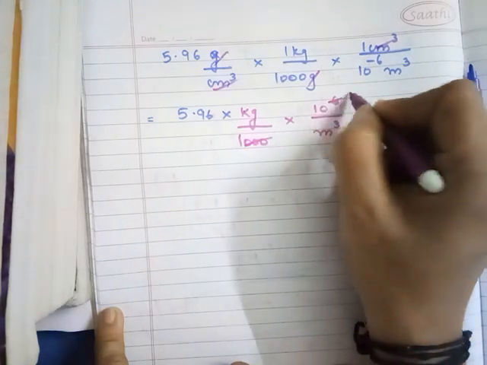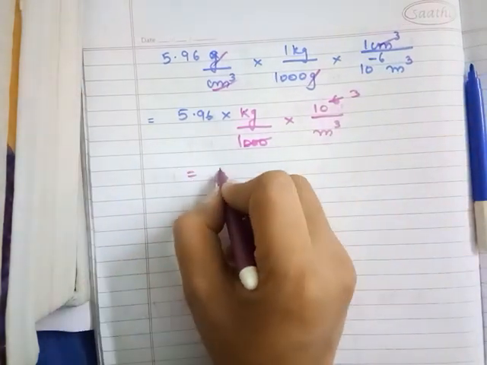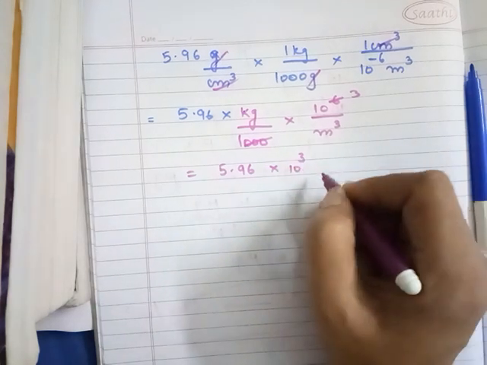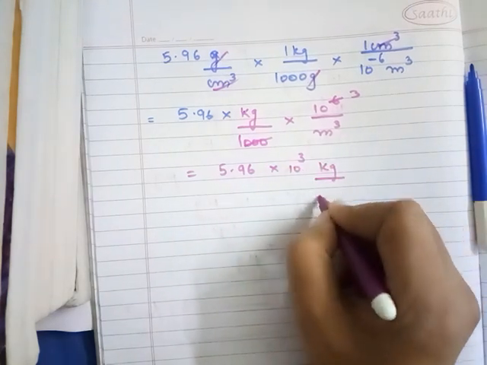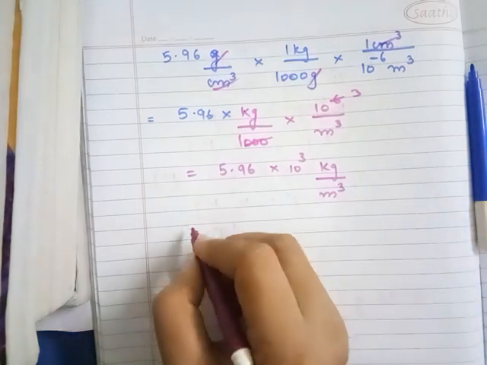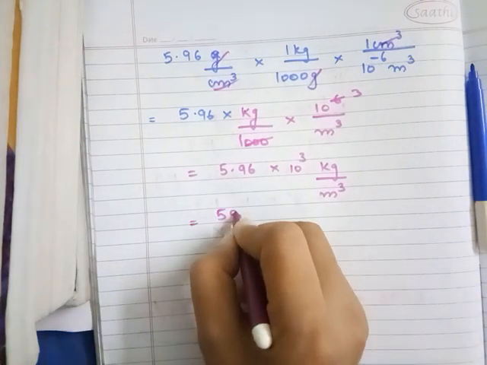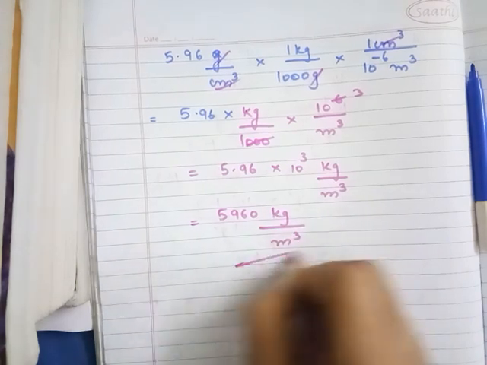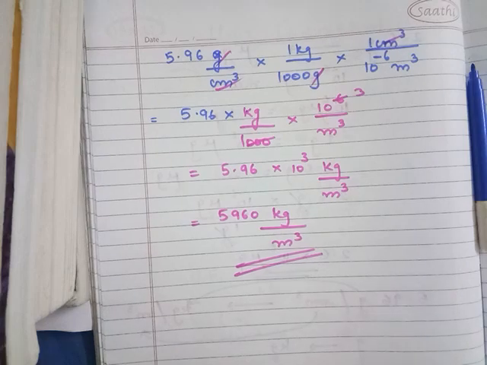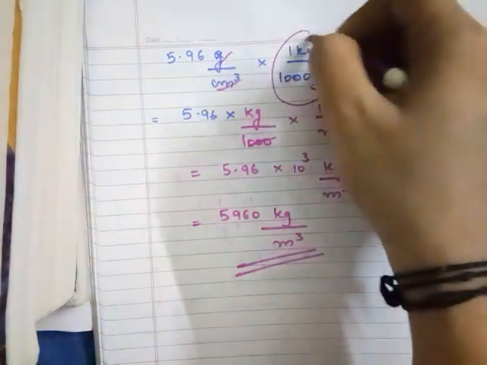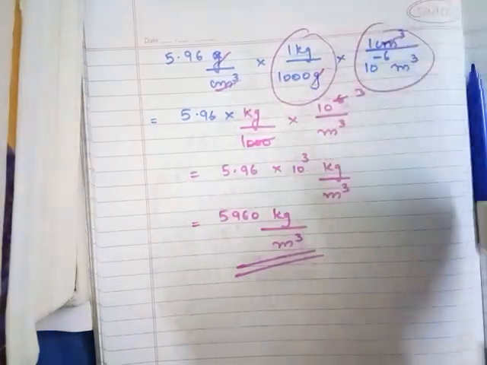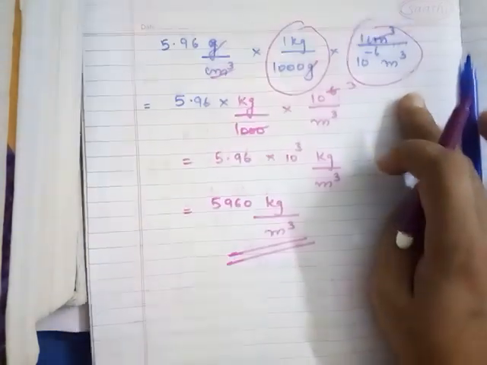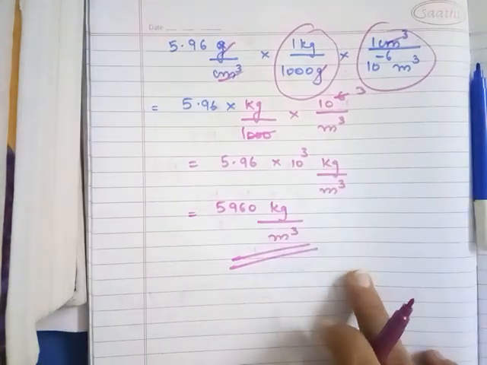So here 3 zeros will go. So the answer is 5.96 into 10 to the power 3 kg upon meter cube, which is equal to 5960 kg upon meter cube. So this was my first conversion factor, and the second one is to convert centimeter cube to meter cube.